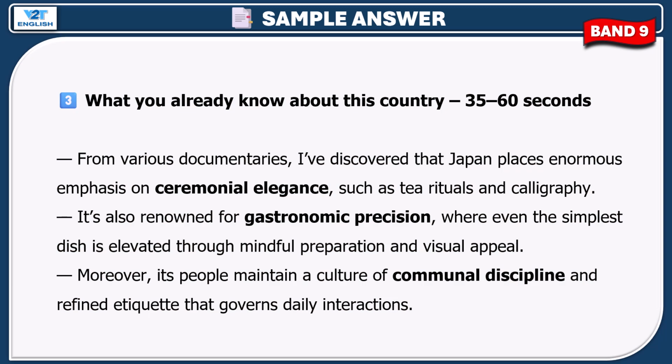From various documentaries, I've discovered that Japan places enormous emphasis on ceremonial elegance, such as tea rituals and calligraphy. It's also renowned for gastronomic precision, where even the simplest dish is elevated through mindful preparation and visual appeal. Moreover, its people maintain a culture of communal discipline and refined etiquette that governs daily interactions.